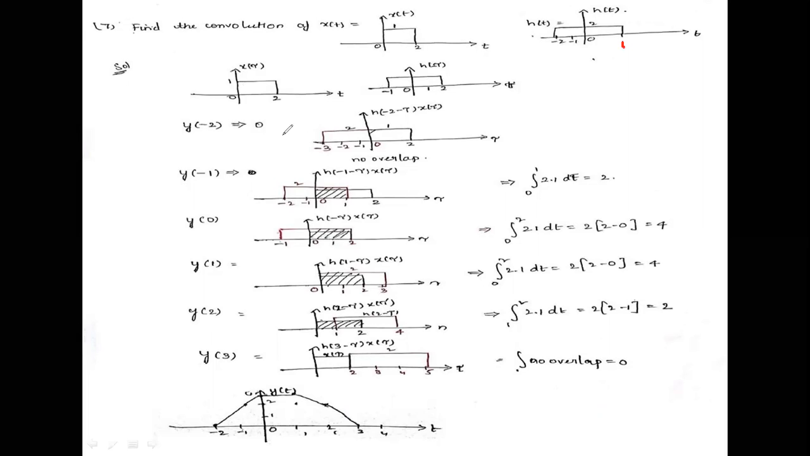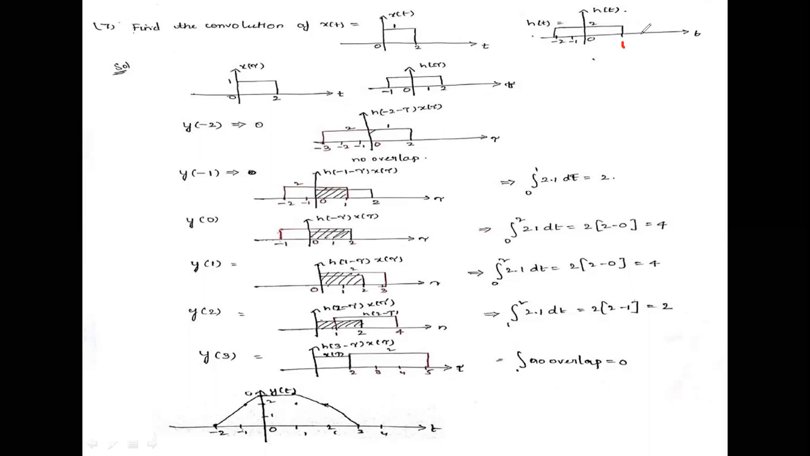And the value of y of minus 2 is 0 and y of minus 1 is also 0. And y of 0 is equal to, y of 1 is equal to something. Now, if I am taking these two multiplication factors, the first value is 0 to 2, 0 to 2 here also, and here also 0 to 2. Overlapping occurs.